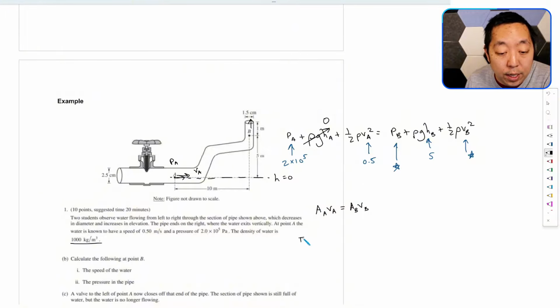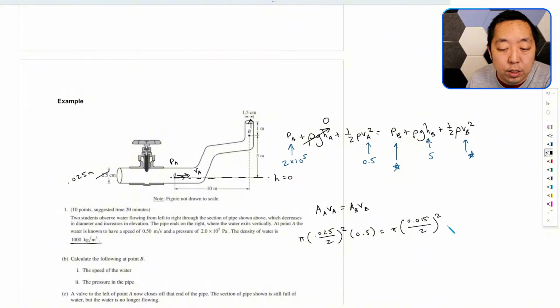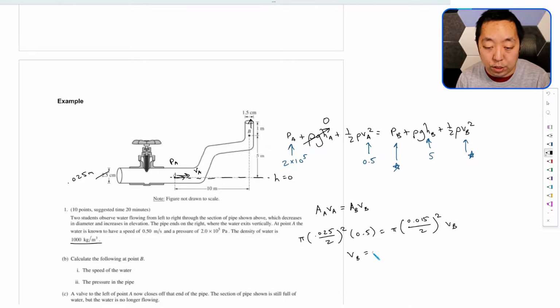So this is going to be pi times the diameter, which is 2.5 centimeters. That is 0.025 meters, but the radius is half of that. So pi times (0.025 divided by 2) squared times the velocity, which is 0.5, has to equal the area at this point, which is pi times (0.015 divided by 2) squared times the velocity at B. So we can find the velocity at B by just looking at that equation. We're going to say 0.5 times 0.25 squared over 0.015 squared is going to be 1.39 meters per second.